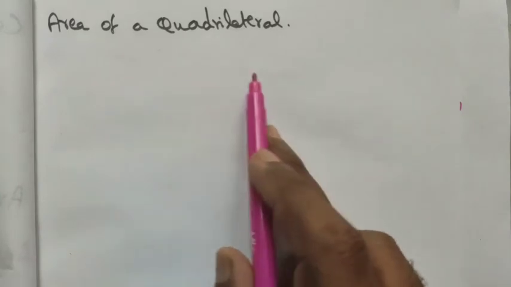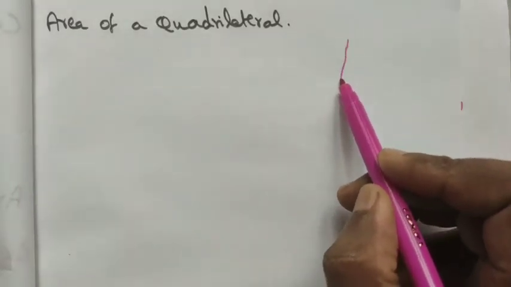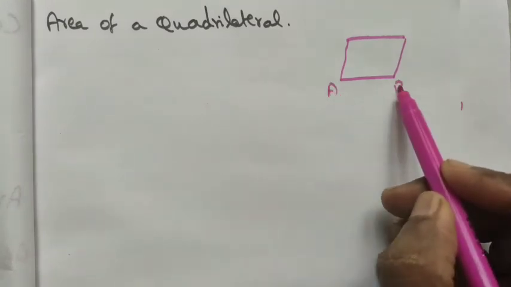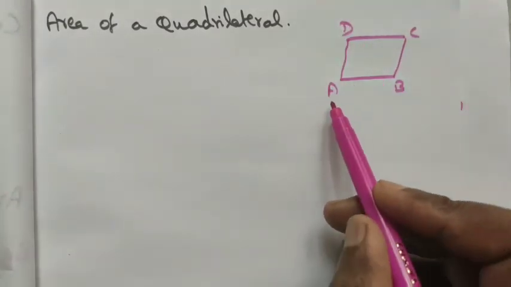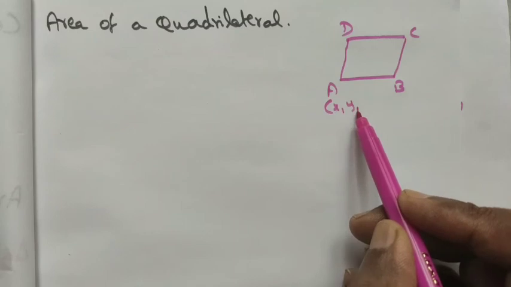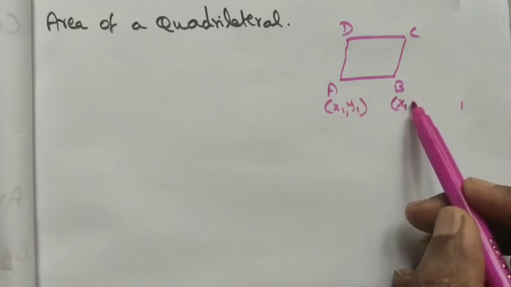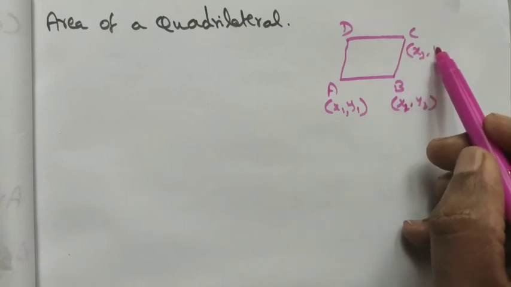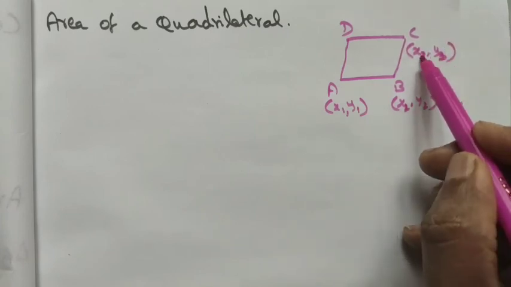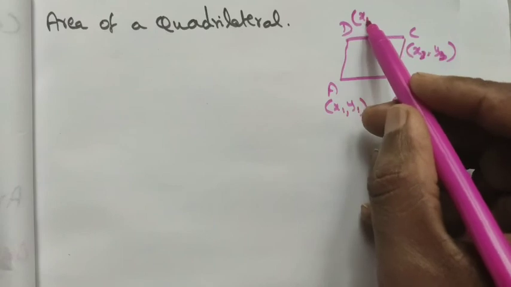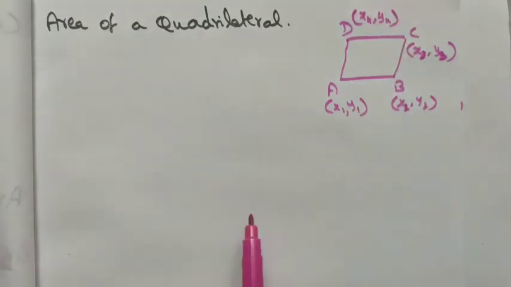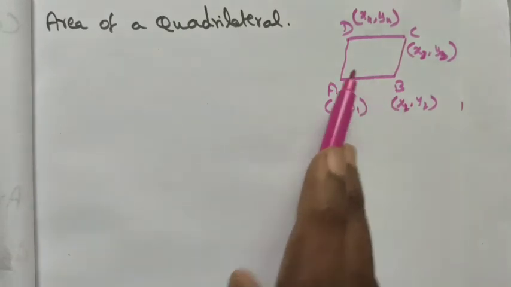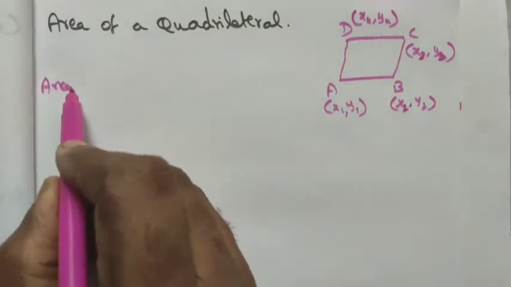Next we see the area of the quadrilateral. Quadrilateral means 4-sided enclosed figures are called quadrilaterals. Let me take it as A, B, C, D. The A point is x1, y1, the B point is x2, y2, then C point is x3, y3, and then D point is x4, y4. So quadrilateral means a 4-sided enclosed figure. So we have the area of the quadrilateral.